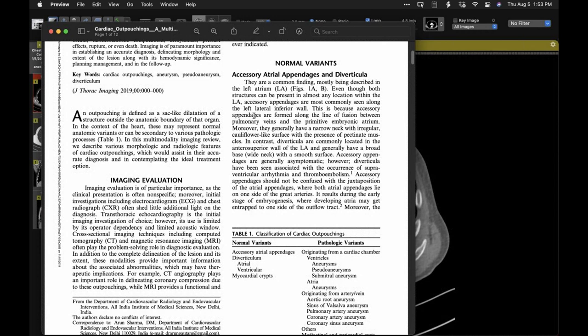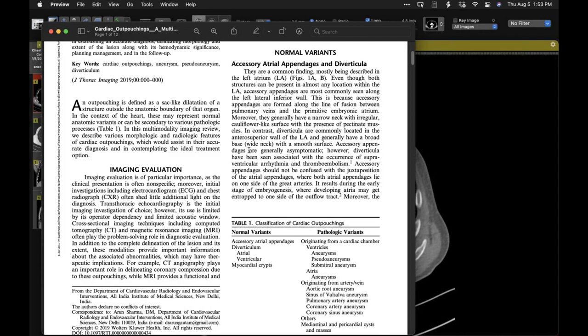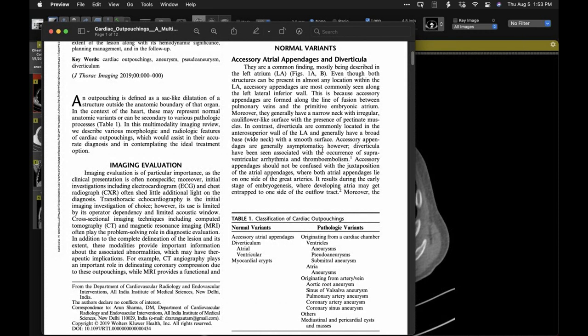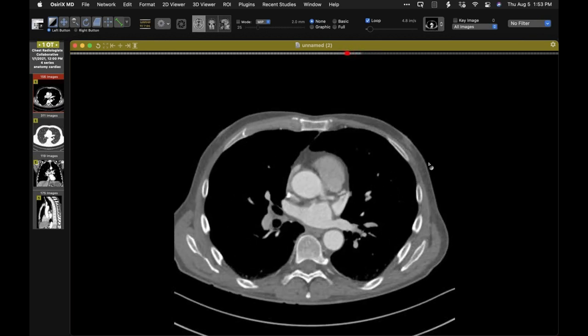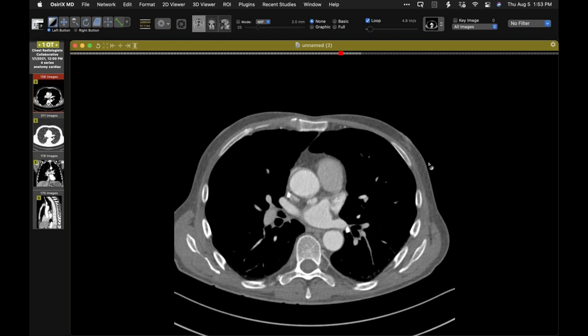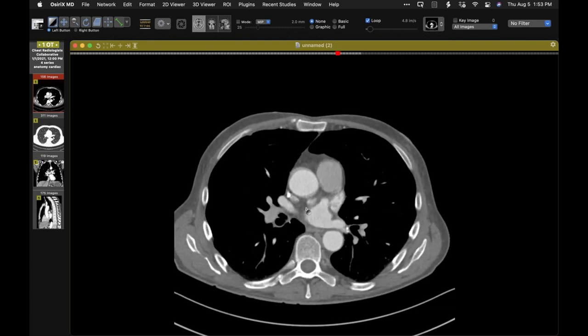Accessory appendages are formed along the lines of fusion, with a narrow neck and irregular cauliflower-like surface. In contrast, diverticula are commonly located in the anterosuperior wall of the left atrium and generally have a broad base or wide neck with a smooth surface. Oh, it's interesting that they seem to imply that diverticula have been seen in association with arrhythmias and thromboembolism, but we probably have a spectrum bias and a selection bias there. I'll have to read that article again. But I've seen this before. Usually they're a bit smaller, and I've seen them typically in that location, and just describe them as exactly that, a little outpouching or diverticulum.